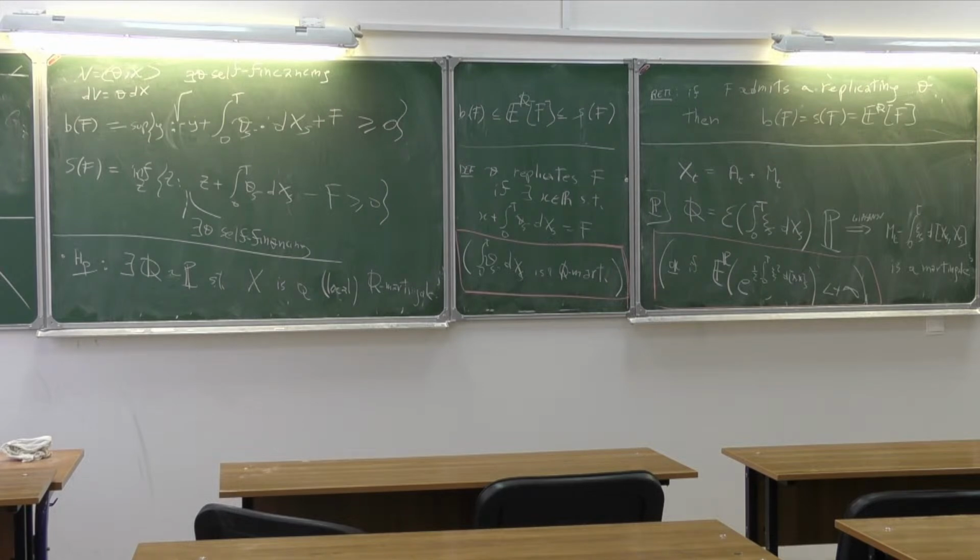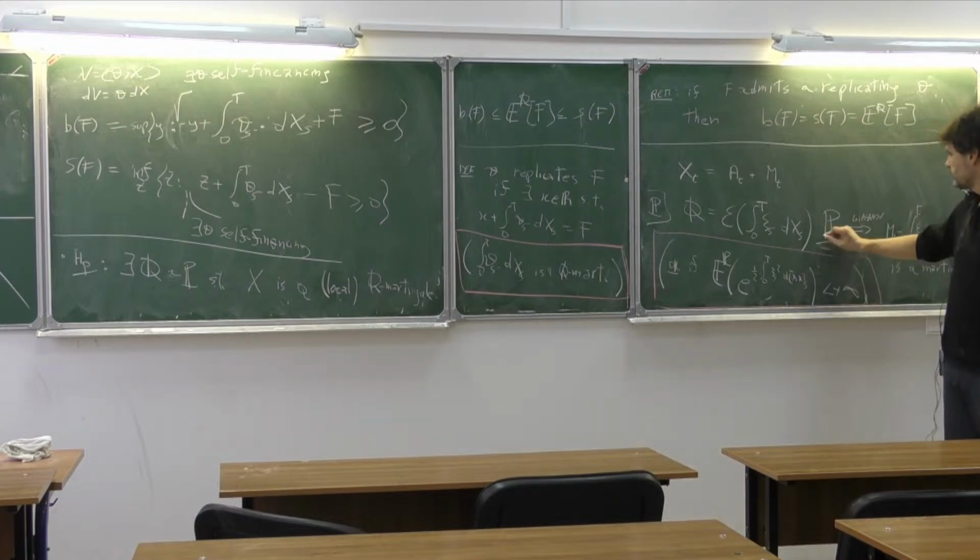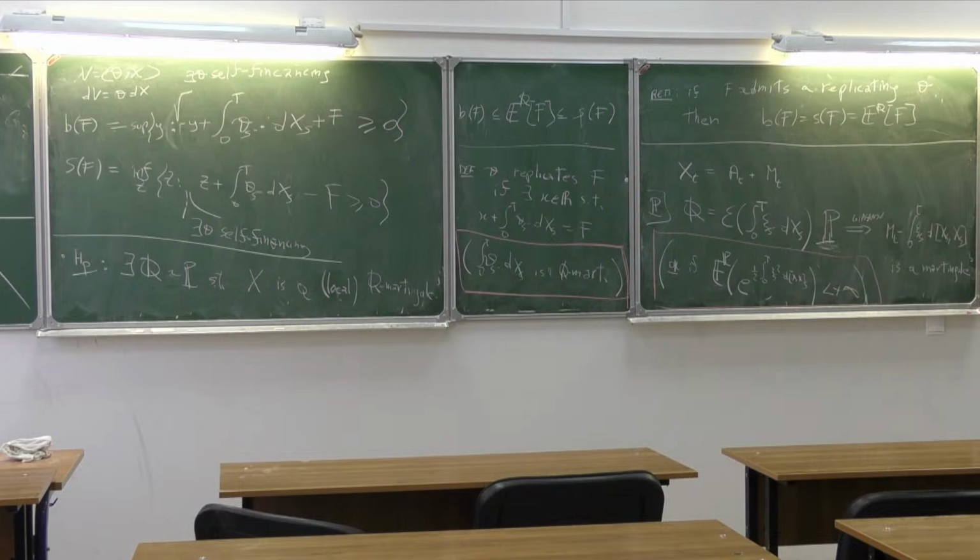You remember we proved Girsanov in full generality. If you make an equivalent change of probabilities, martingales change, and this we already knew. Is this clear? Do you want me to repeat this part? Can you repeat? Yes.